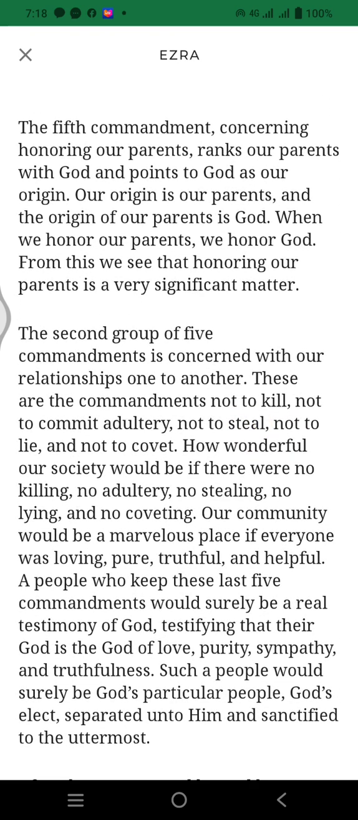The 5th commandment, concerning honoring our parents, ranks our parents with God and points to God as our origin. Our origin is our parents, and the origin of our parents is God. When we honor our parents, we honor God. From this, we see that honoring our parents is a very significant matter.